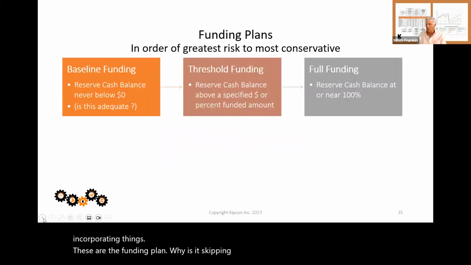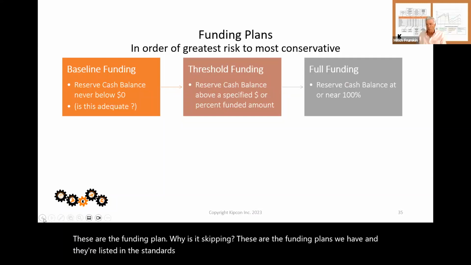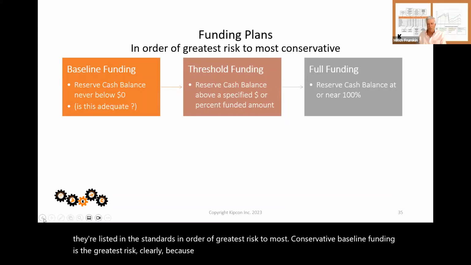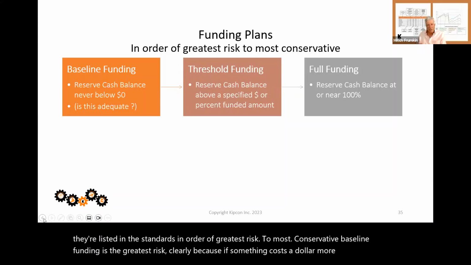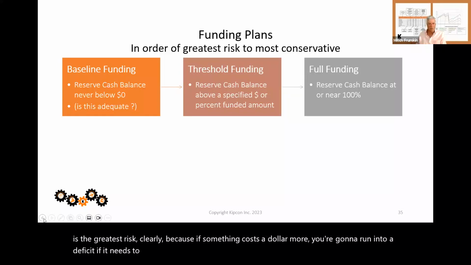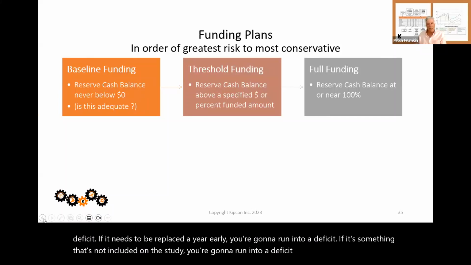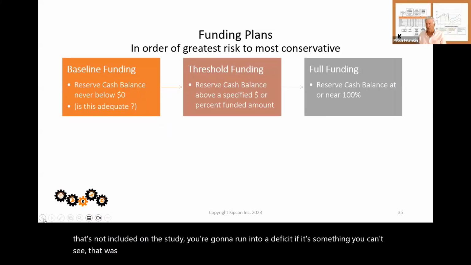These are the funding plans we have, and they're listed in the standards in order of greatest risk to most conservative. Baseline funding is the greatest risk, clearly, because if something costs $1 more, you're going to run into a deficit. If it needs to be replaced a year early, you're going to run into a deficit. If it's something that's not included on the study, you're going to run into a deficit. If it's something you can't see that was not included in the study, you're going to run into a deficit.